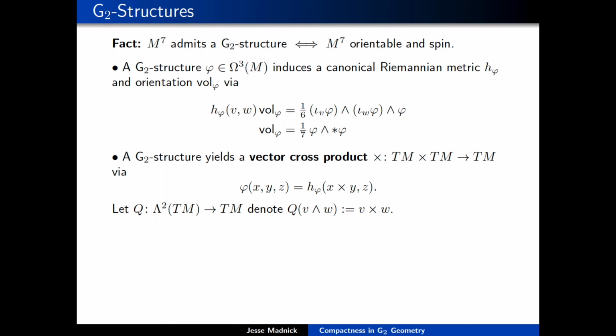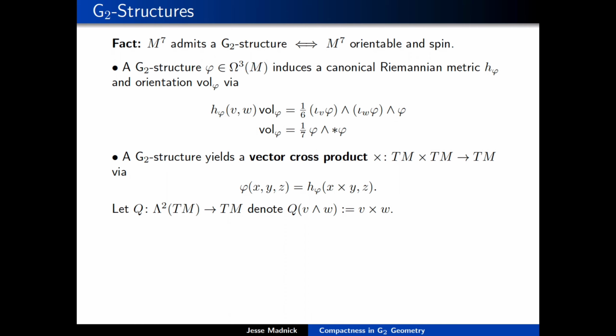Now something about G2 geometry which is very different from the symplectic setting is this. A G2 structure phi induces a canonical Riemannian metric and orientation. That's very different from the symplectic setting because if you have a symplectic manifold, you do not automatically get a Riemannian metric. You have to also choose an almost complex structure that's compatible. Here, the G2 structure alone is enough to give you this canonical Riemannian metric. This is a consequence of the fact that G2 is contained in SO7, whereas the symplectic group, for example, is not contained in SO(n).